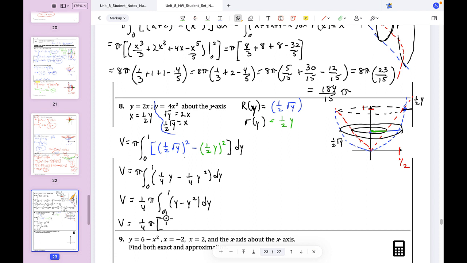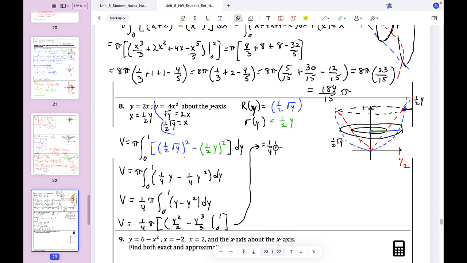We're going to integrate this. So this is going to be y squared over 2 minus y to the third over 3, going from 0 to 1. Just got to bring it back up here.